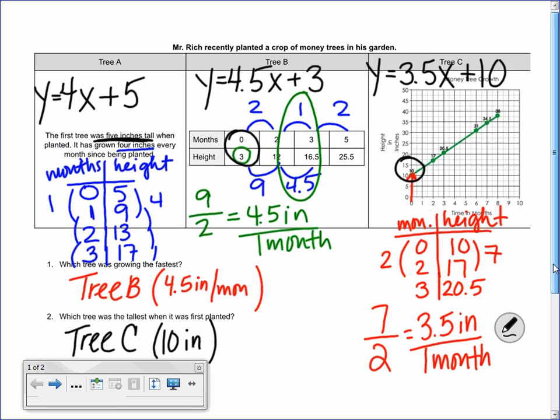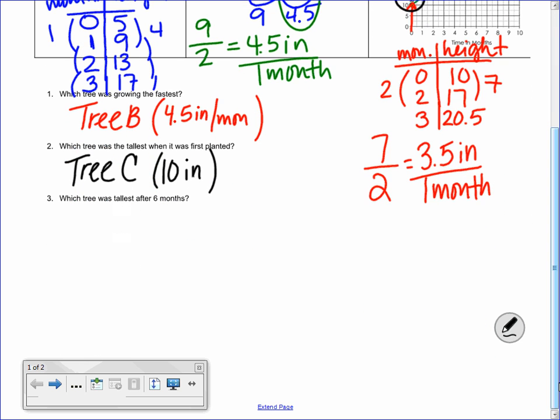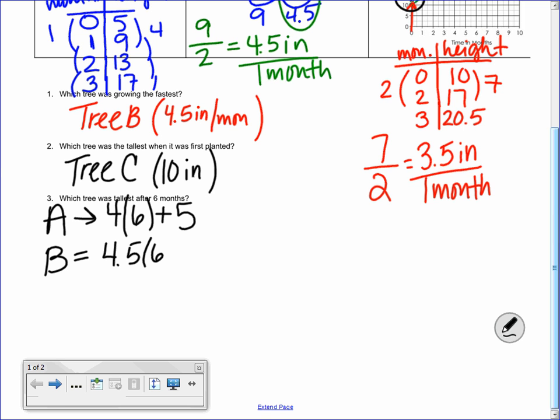So if I go down and use all 3 of those rules, A would be 4 times 6 plus 5. B would be 4.5 times 6 plus 3. And then we'd have 3.5 times 6 plus 10.